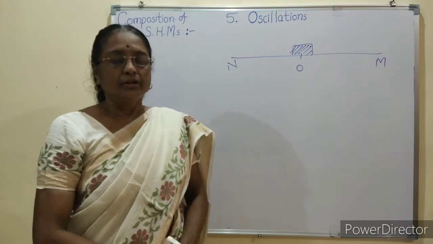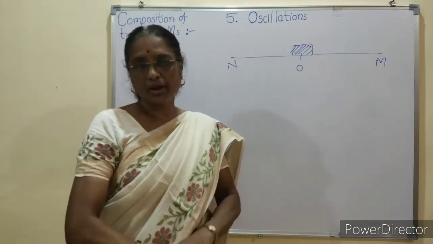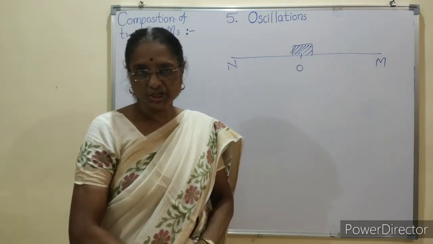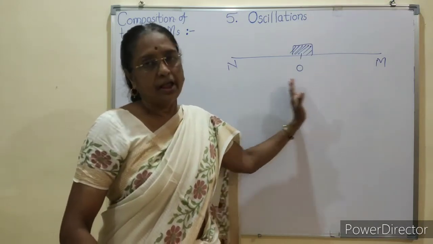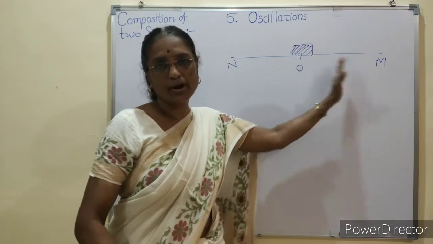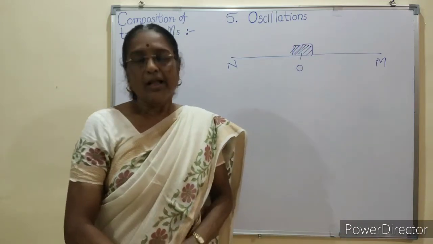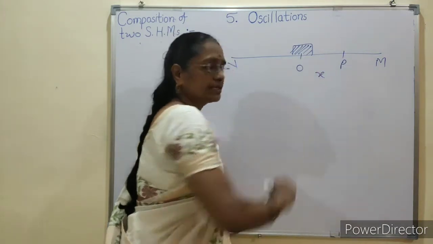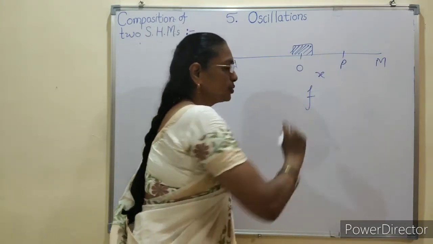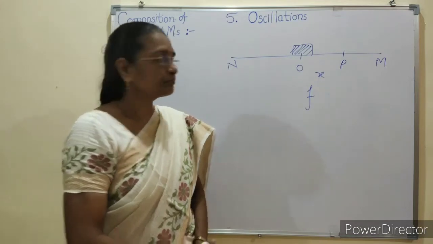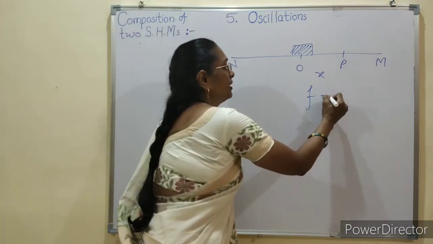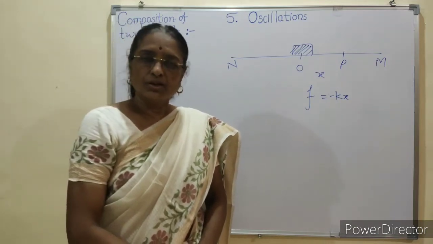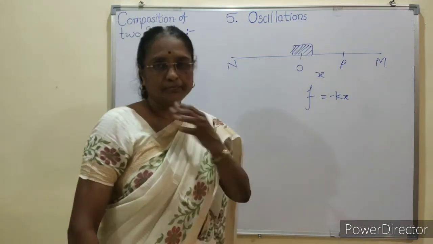At a time, a single force is applied on the block so that the spring is stretched, then released, and we have observed to and fro motion of the block. At a certain position, say P, if the displacement is x, then the related restoring force is F. So we have shown F is equal to minus kx. So a single applied force is there.